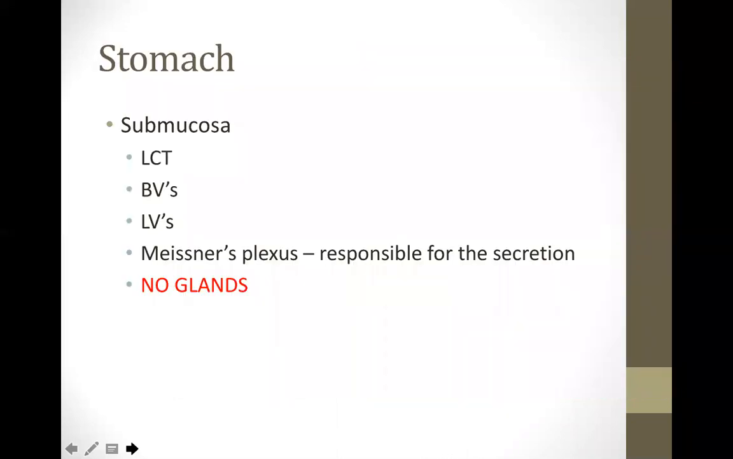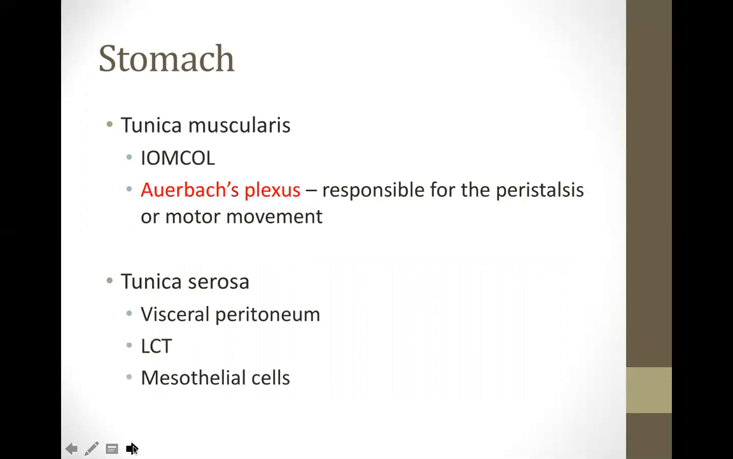Okay, so in the stomach, we still can find blood vessels at the submucosa, lymphatic vessels, and they're also of loose connective tissue. But at the submucosa, meron pa ding Meissner's plexus responsible for the secretion. And no glands at the submucosa. In the tunica muscularis this time, take note, sa esophagus, ICOL, no? ICOL. But in the stomach, it's inner oblique. Ito po yan, inner oblique, middle circular, outer longitudinal.